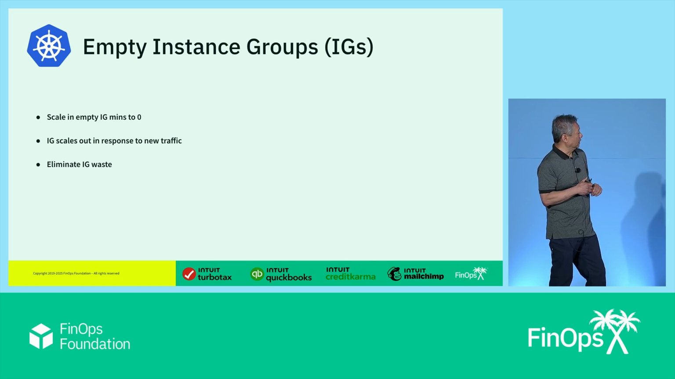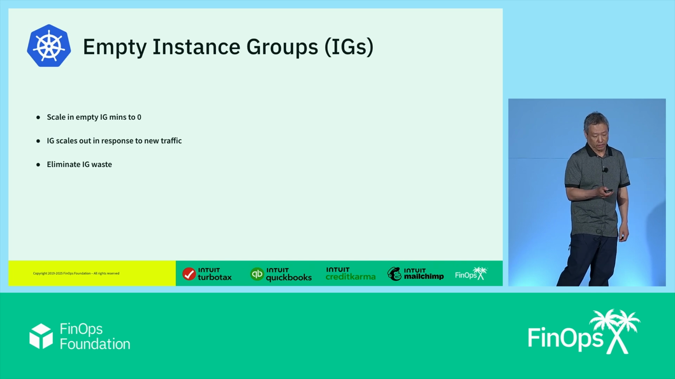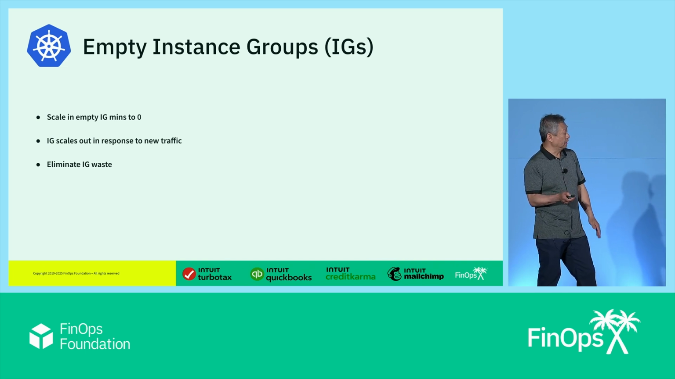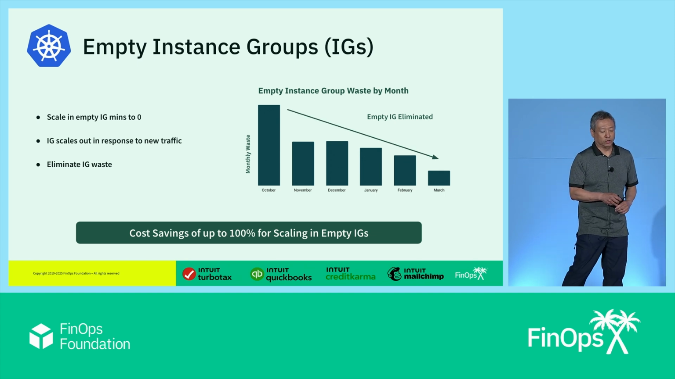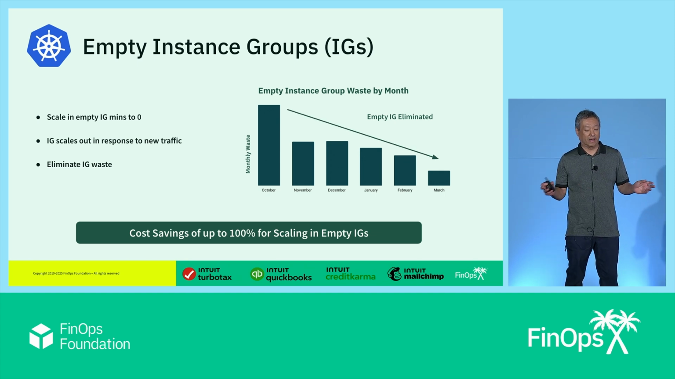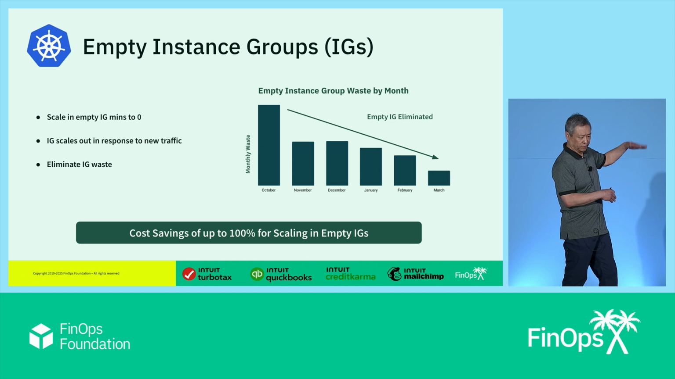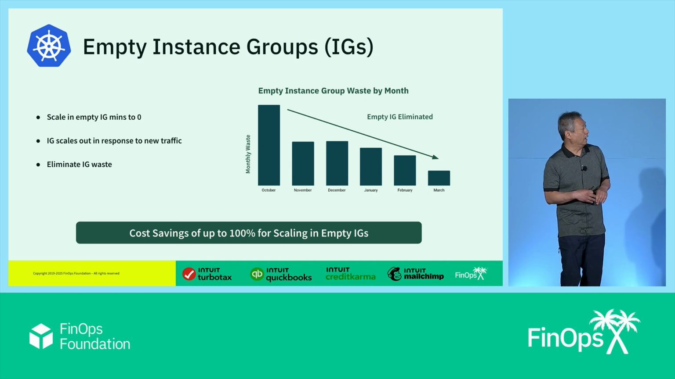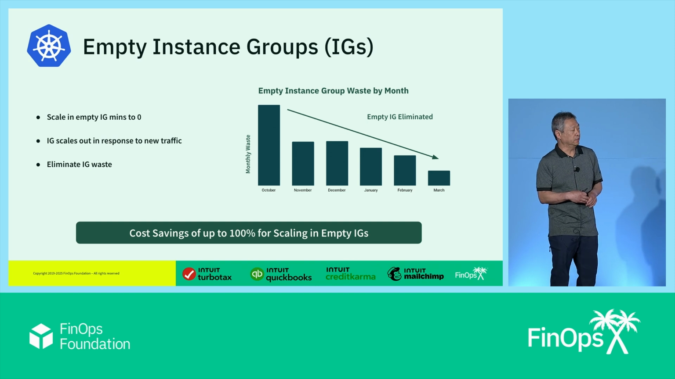When we did the scale-ins for the IGs, every single IG that we scaled in saved us the cost of that IG. So let's take a look at the savings. Here's a graph that shows all the empty IG waste that we have at Intuit. When we executed this job, you can see that we reduced it by 100% for IGs, but these are different IGs, right? Today we're running this in both pre-production and production, and we have very, very little waste at Intuit.